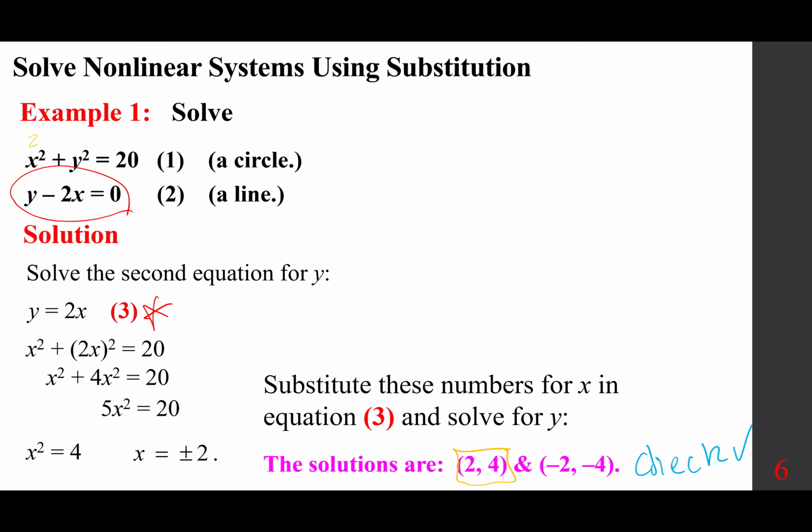So I put 2 squared plus 4 squared. As you can see, 4 and 16, they add up to 20. That checks. If you put negative 2, negative 4, that checks also. I can't emphasize the importance of checking. And that's the beauty of the math. You can check your work, okay? You can check your work. So it's extremely important that you do so, okay?